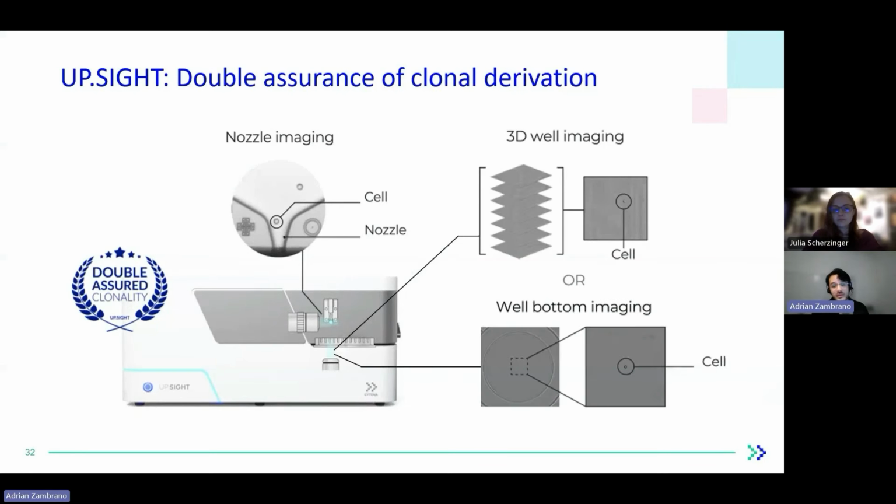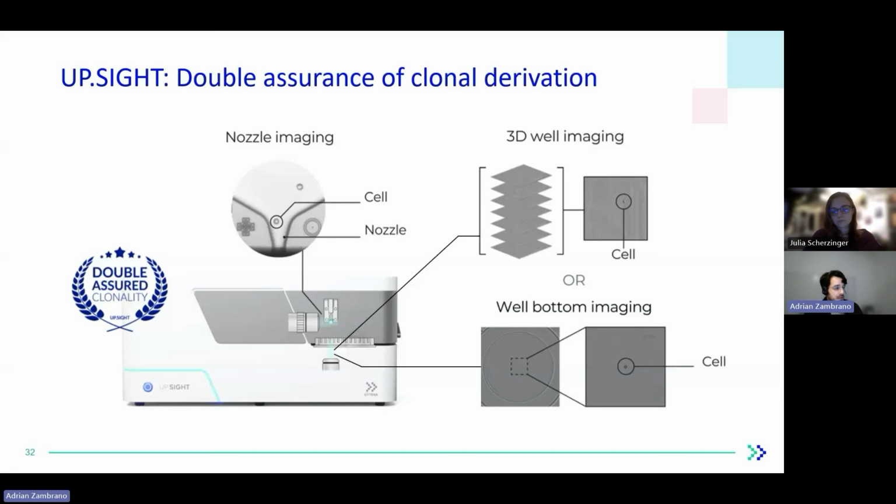Or alternatively, you can also use the capabilities of the well bottom imaging of the instrument. In that case, you are letting the cell sediment to the bottom of the well plate, and then you can just image a single cell. And that's how it's working to create this double assurance of clonality.